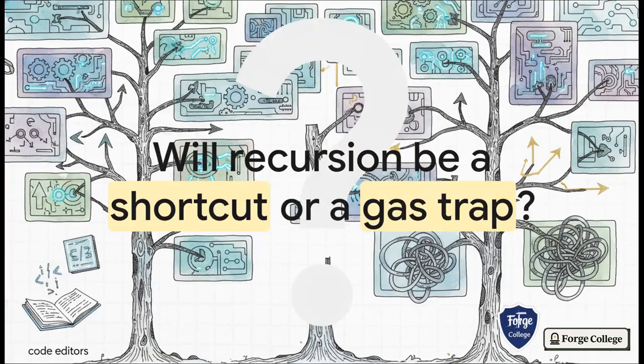As you head back to your code editors today, I want to leave you with this final thought. Will your next recursive algorithm be a brilliant engineering shortcut or an expensive gas trap? Keep those nested trays in mind, watch your call frames, and write safe contracts.